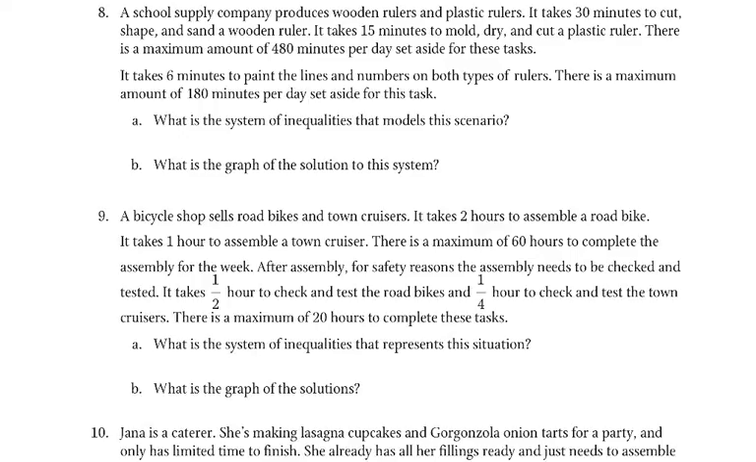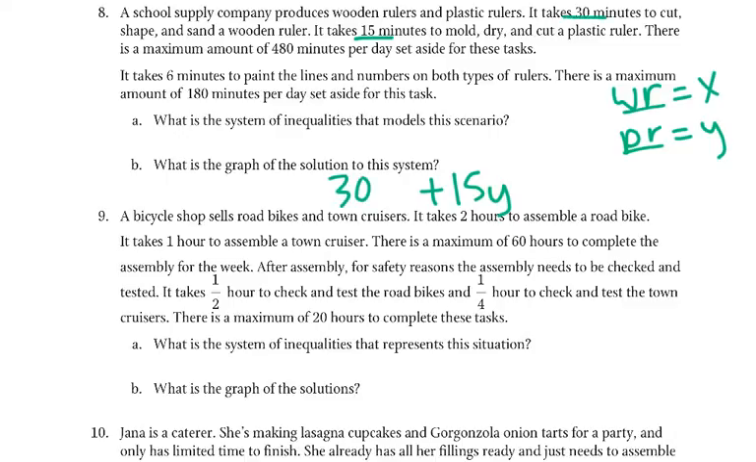So we've got wooden rulers and plastic rulers. Wooden we'll just call X, plastic we'll call Y. So 15 minutes times the number of plastic ones we make, so 15 times Y, plus the 30 minutes for the wooden, which is 30 times X, has to be less than or equal to 480, because we have that maximum. So here's one inequality.